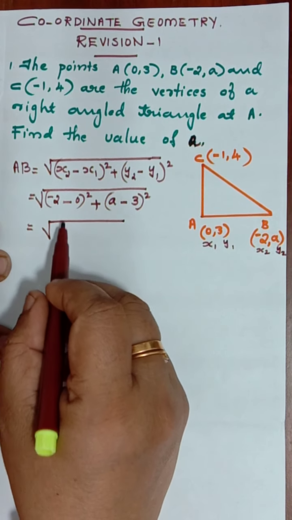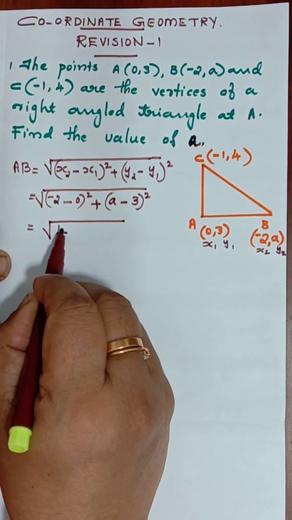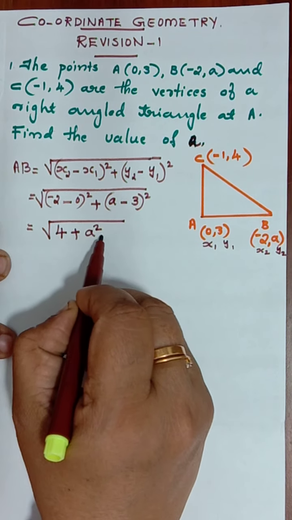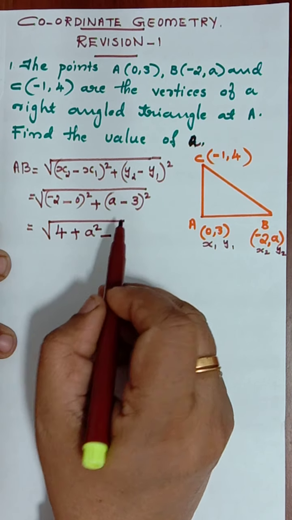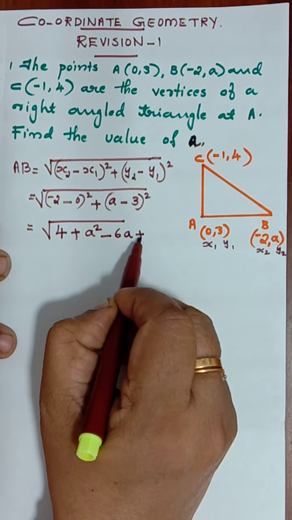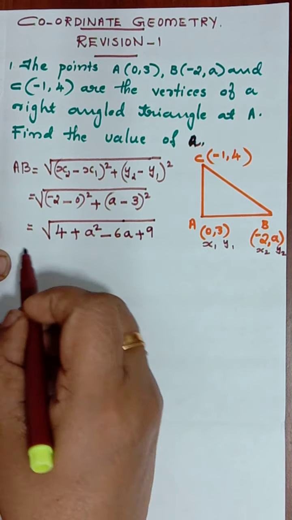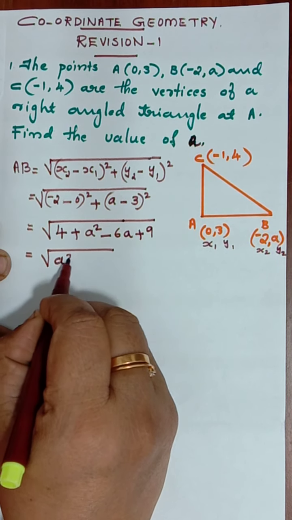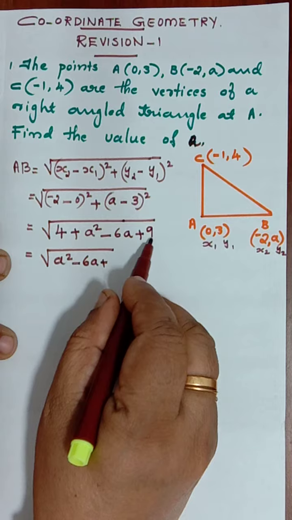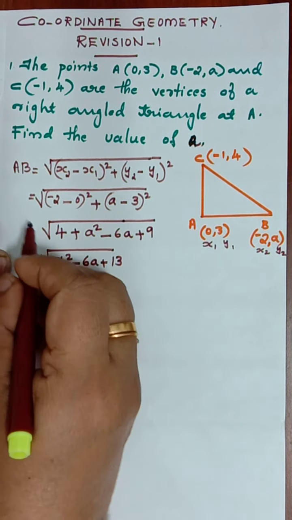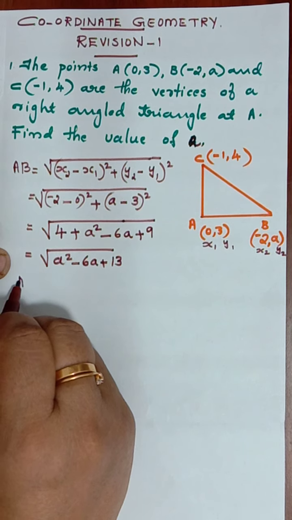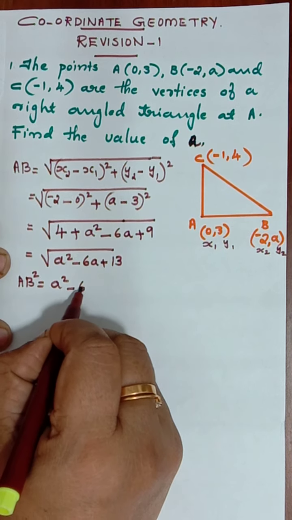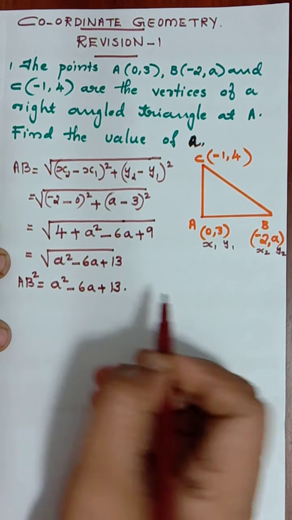Negative 2 minus 0, negative 2 whole square. Negative 2 into negative 2 is 4, plus (a minus 3) whole square: a square minus 2ab, 2 into a into 3, 6a, plus b square is 9, 3 square. So we can arrange it and write square root of a square minus 6a plus 9 plus 4 is 13. So it is better to write AB square. Squaring on both the sides, the root will be removed. We are getting AB square as a square minus 6a plus 13.